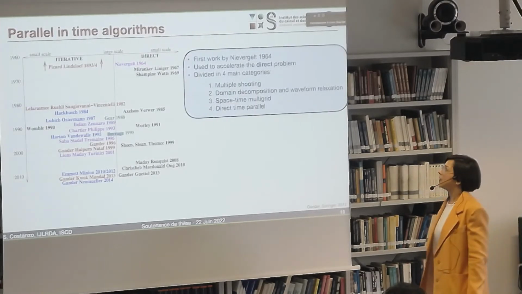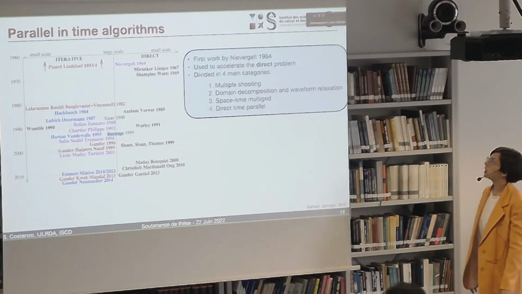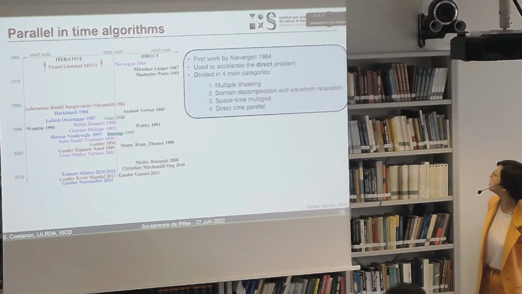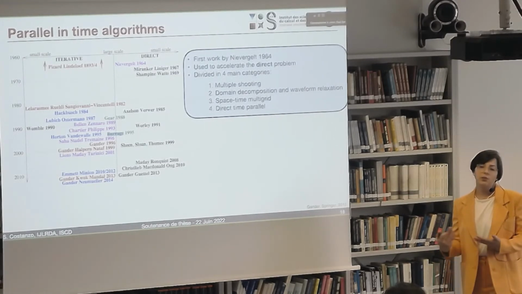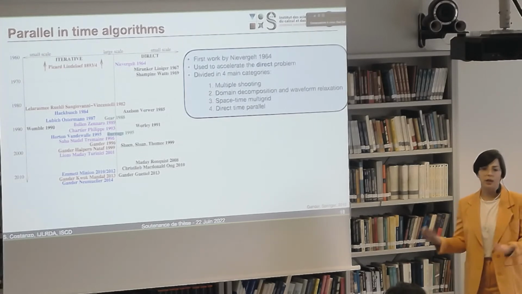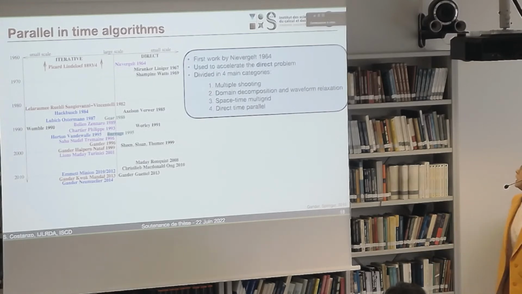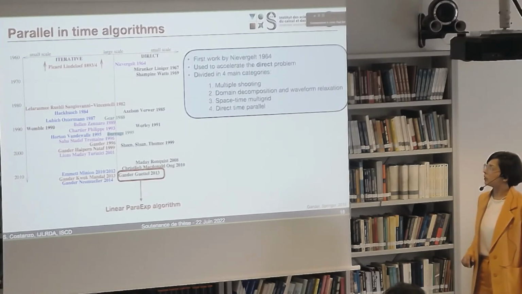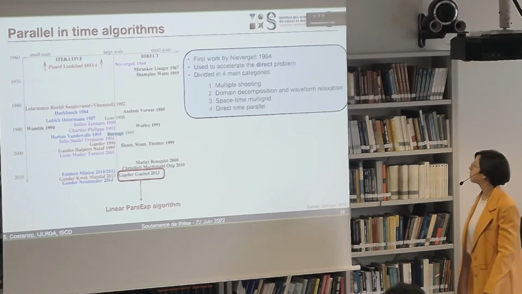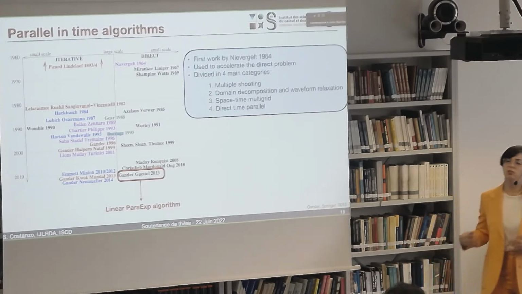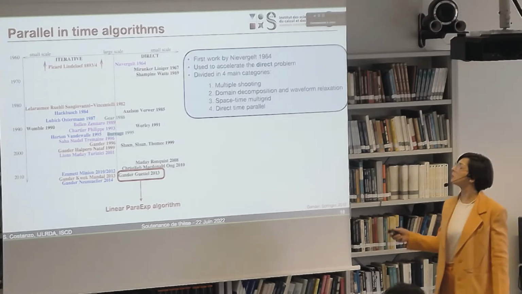So for parallel in time algorithms, there are so many different methods in the literature. They start more or less around the 1960s, and they're usually used to accelerate the direct problem. Some applications are seen with the parareal algorithm, which was applied for control purposes. They're divided into 4 main categories, but we will focus on the direct time parallel category, with the algorithm from Gander, the linear parareal algorithm. So the algorithm we'll use is based on this algorithm. So we'll introduce this first, so then we can go to the one we used.